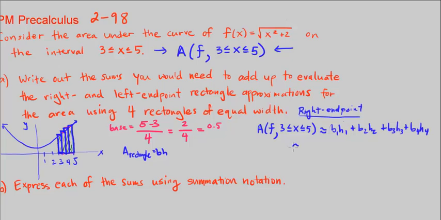Let's go ahead and plug in what B is. Well, we know the base for each rectangle is 0.5 units. So the first one is 0.5 times, what is the height? Well, the height here is whatever the value of f, our function, at 3.5, right? So this is going to be times f of 3.5. We can go ahead and plug that in, which we will do later when we simplify this to figure out what that is.